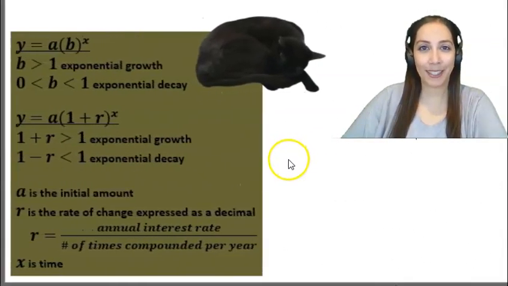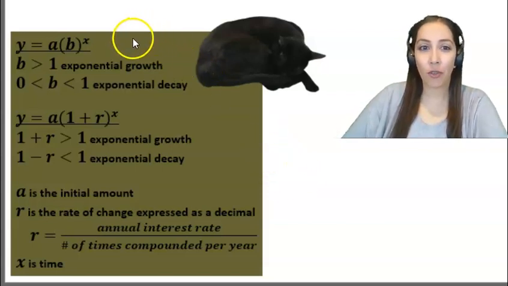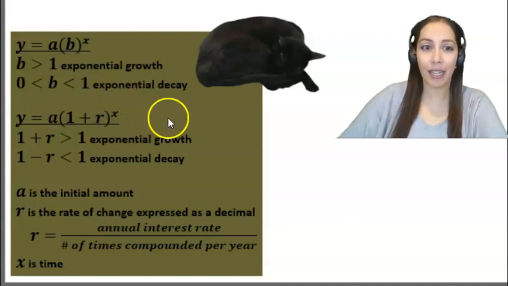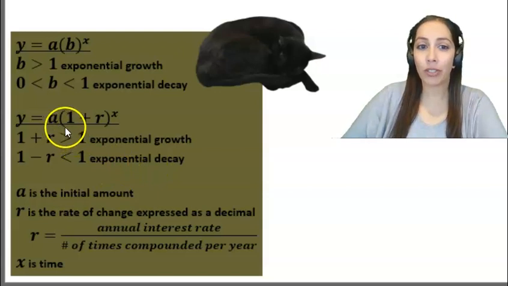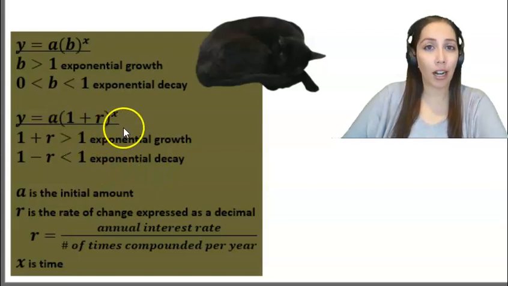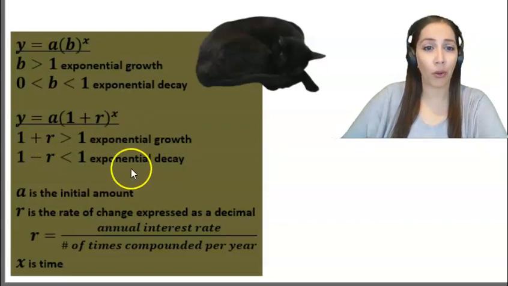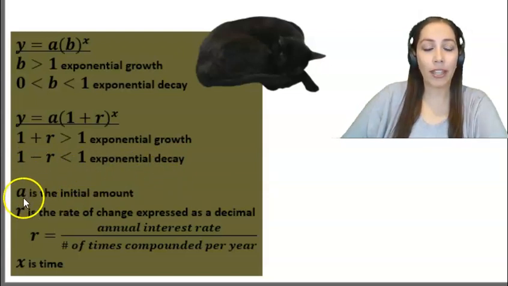I am here with my teaching assistant Chloe with her latest cheat sheet notes. She wants you to know when you have an equation in the form y equals a times b to the x power, when b is greater than 1, you have exponential growth. When b is between 0 and 1, you have exponential decay. If you have it in the form y equals a times the quantity 1 plus r raised to the x power, if 1 plus r is greater than 1, it's exponential growth. If it's 1 minus r, less than 1, it's exponential decay. Now, in the formula, a is the initial amount, r is the rate of change expressed as a decimal, and x is time.